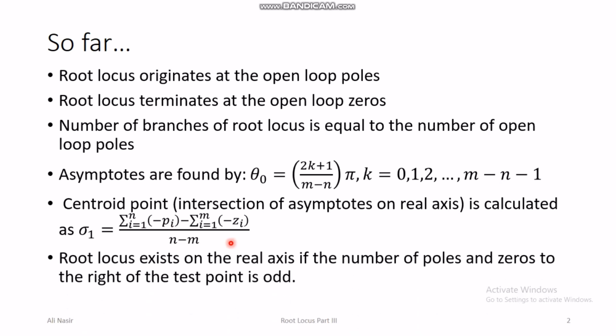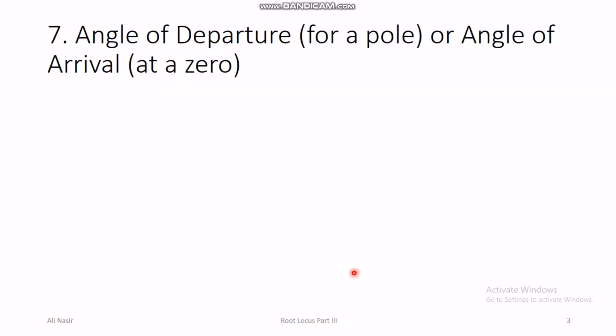Root locus exists on real axis if the number of poles and zeros to the right side of a test point is odd. So this is rule number 6, and we have already looked at the examples related to this rule, and now we are going to continue on towards the rule number 7. Rule number 7 of root locus says that angle of departure for a pole or angle of arrival at a zero. So how do we calculate that? That's rule number 7.